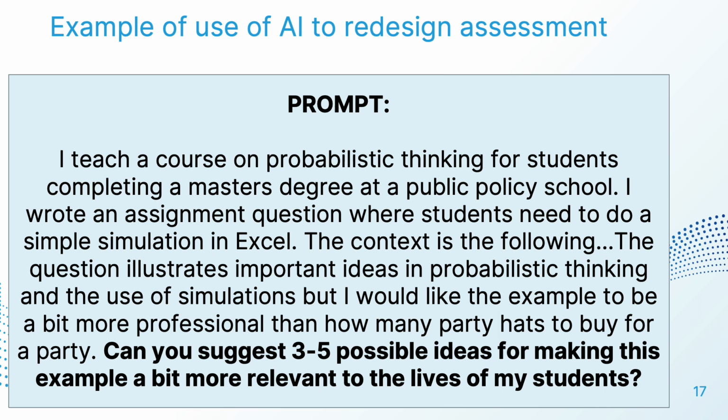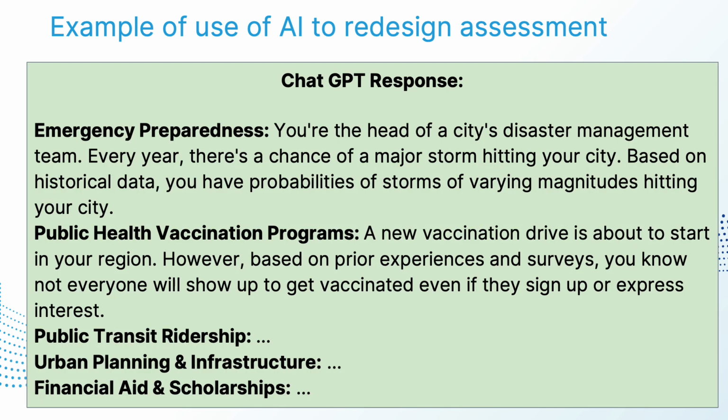Essentially, I'm giving ChatGPT a little bit of context, and then I say there was an assignment question that I had written last year that was playful, about buying hats for a party, and I just wanted a better example that was more relevant to the professional lives of our students. So this was the prompt, and I asked ChatGPT, give me 3 to 5 possible ideas. I'm summarizing here in the interest of time, but it basically gave me 5 different contexts, each with not only the statement you see here for how students could use simulations, but also what the simulation task was. I only put here a very short summary.